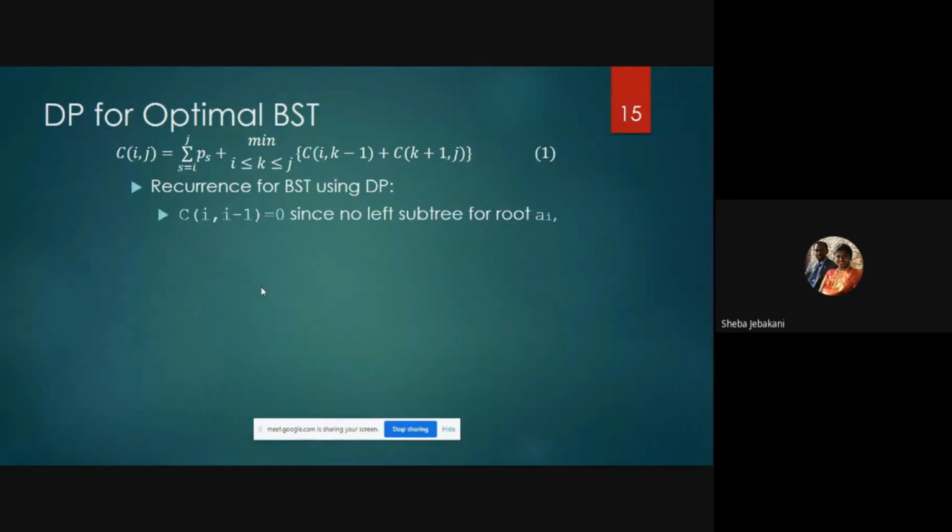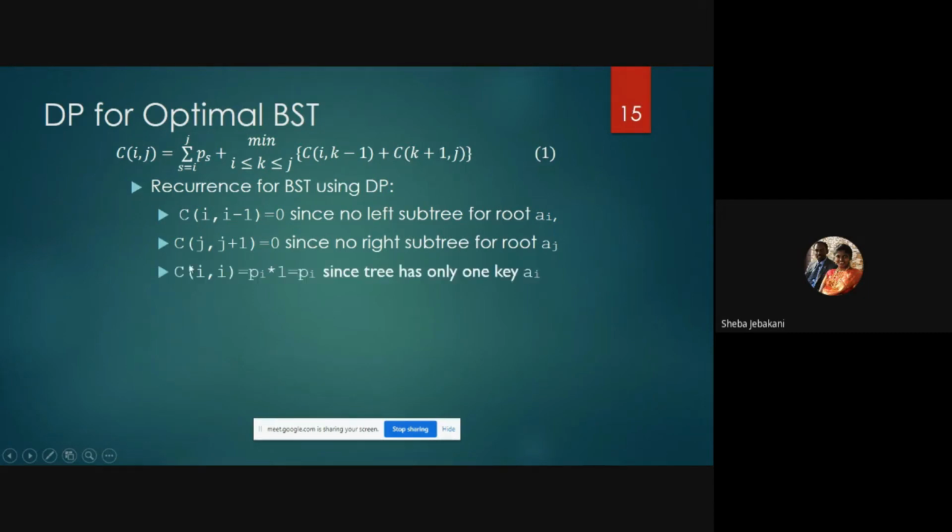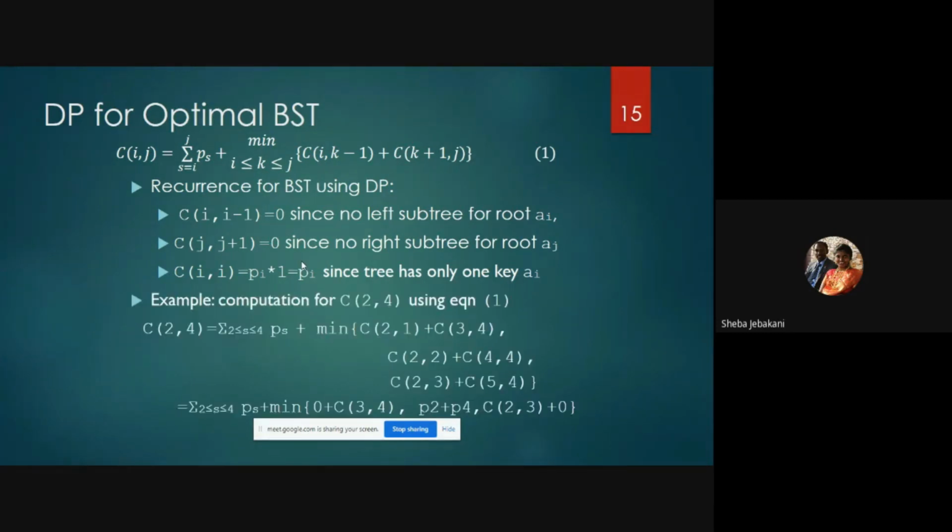So for the recurrence, when we are talking about ij as I and I minus 1, we are going to make it 0, telling that there is no left subtree to the root node I. When I'm making C of I comma I minus 1 zero, I'm telling there is no left subtree. And when I'm taking j and j plus 1, it means there is no right subtree, so that will also become 0. And C of I comma I will be the probability of occurrence of that particular node.